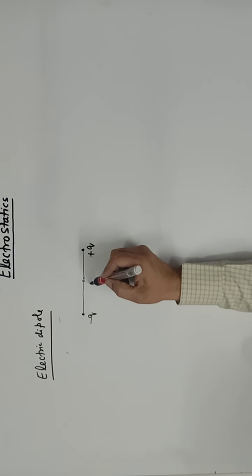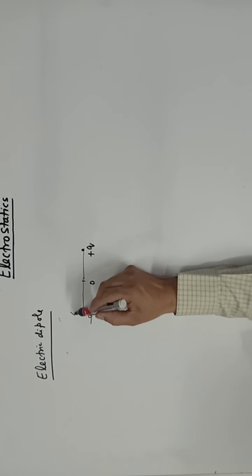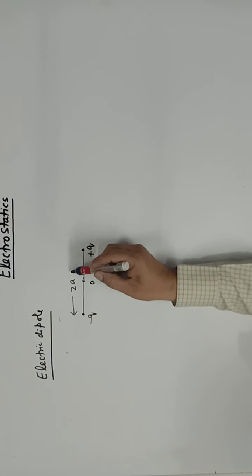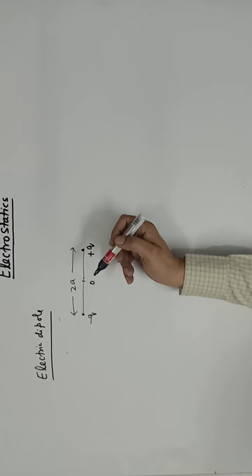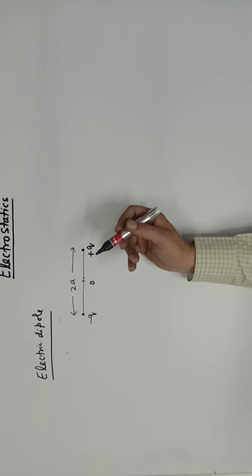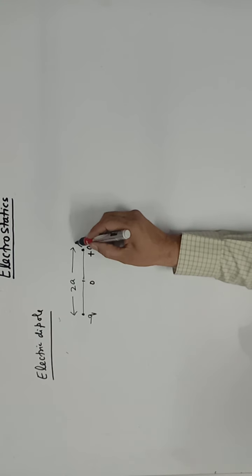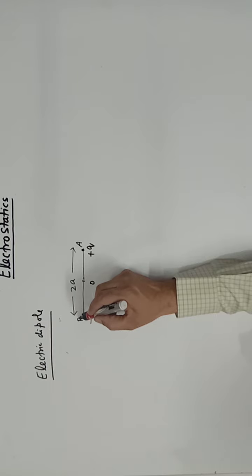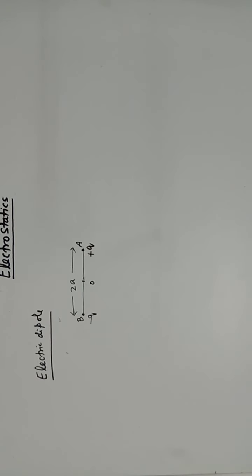This is the midpoint of both the charges. They are placed at a distance 2a. What is the distance between both the charges? 2a. One is placed at the point A and the other is placed at the point B. So AB is the dipole. What is the meaning of the dipole? It consists of a pair of equal and opposite point charges separated by some small distance. The distance 2a is called the length of the dipole.